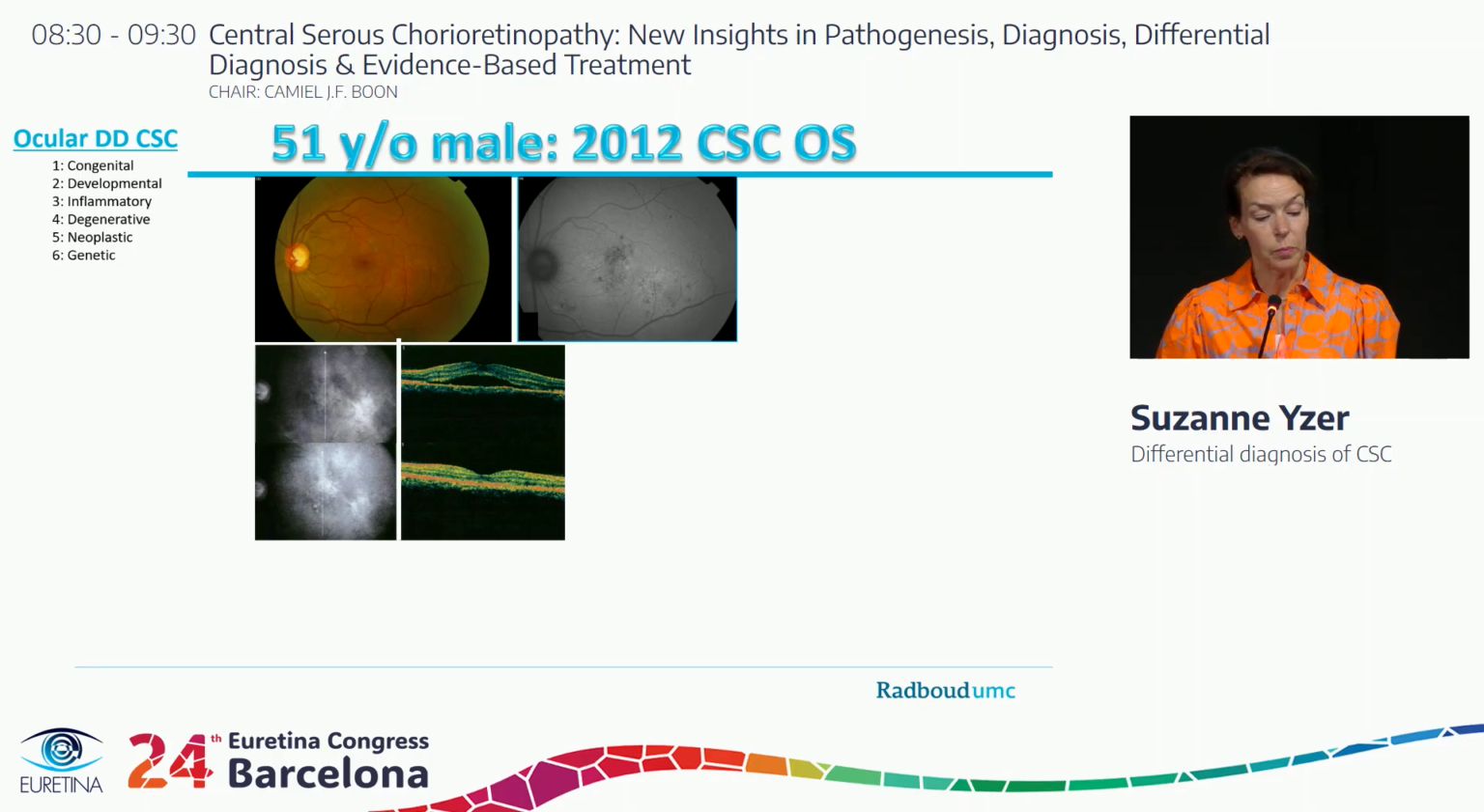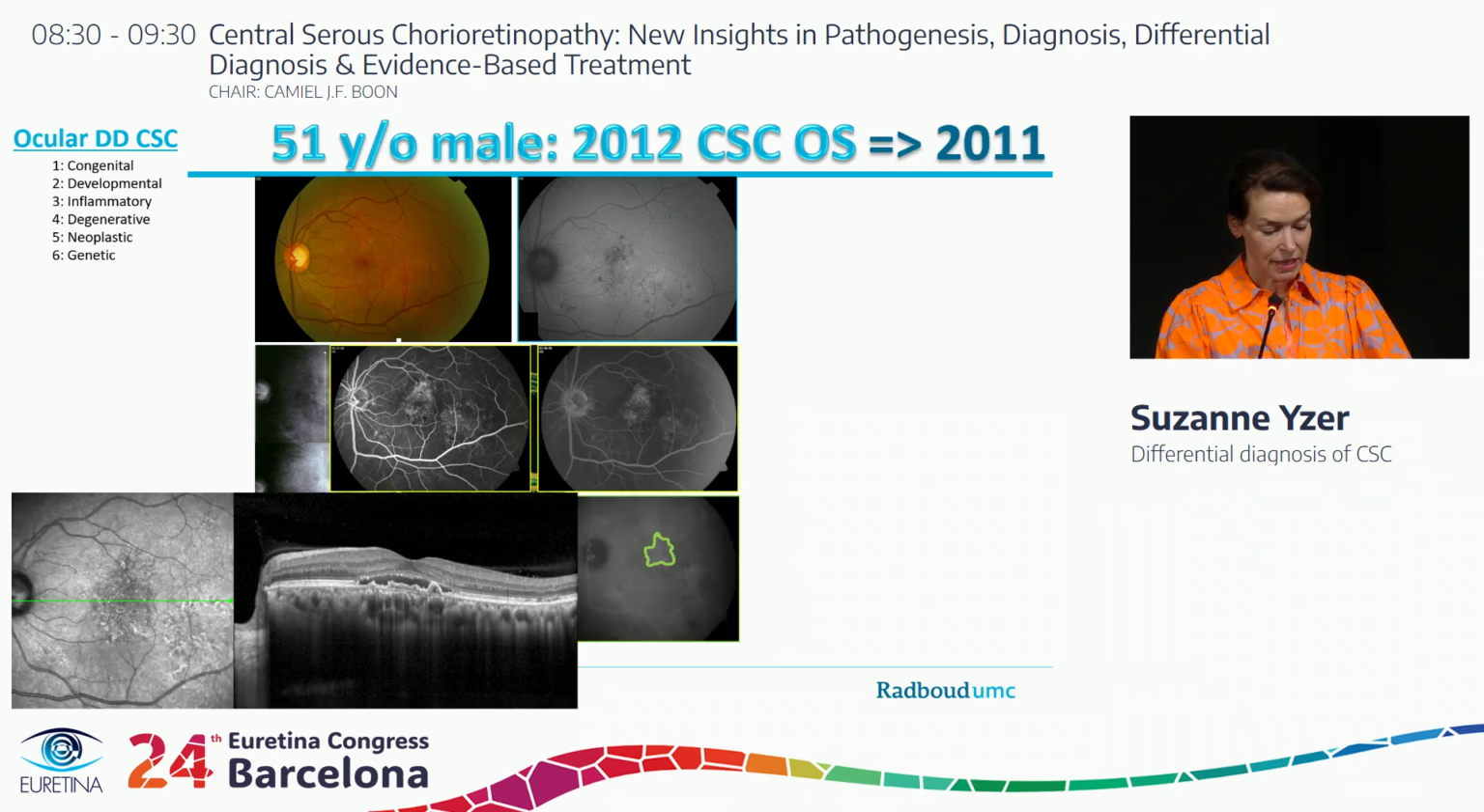This 51-year-old male I'd seen in 2012 because of central serous chorioretinopathy in the left eye, and he was treated with photodynamic therapy, and it dried up nicely. And then he came back. He said, I have the same symptoms. My central serous chorioretinopathy is back. I want you to treat me with PDT again. And this is what we saw.